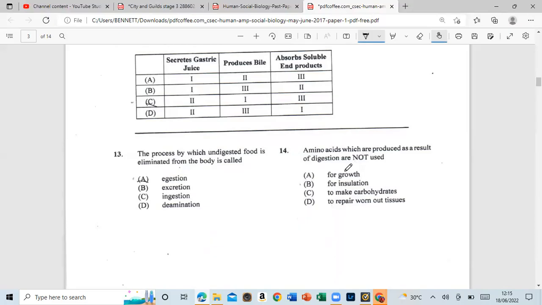Number 14. Amino acids which are produced as a result of digestion are not used: A, for growth; B, for insulation; C, to make carbohydrates; D, repair worn out tissues. And that's C, to make carbohydrates.